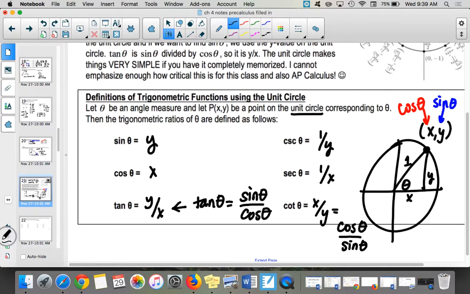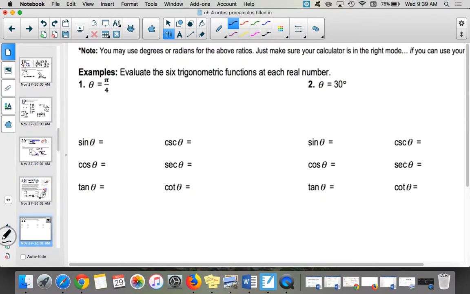Can you guys keep that straight? All right, so you're going to be doing lots and lots and lots of these. So it says evaluate the 6 trig functions of each real number.